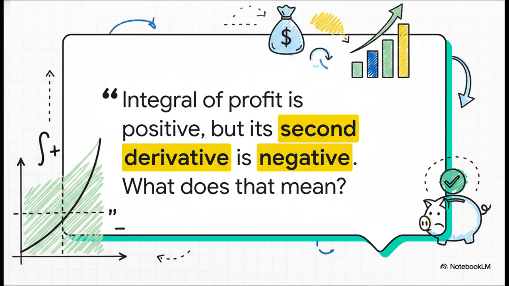The integral of marginal profit is positive. Okay, easy. That means we made money. We're in the black. Great. But its second derivative is negative.